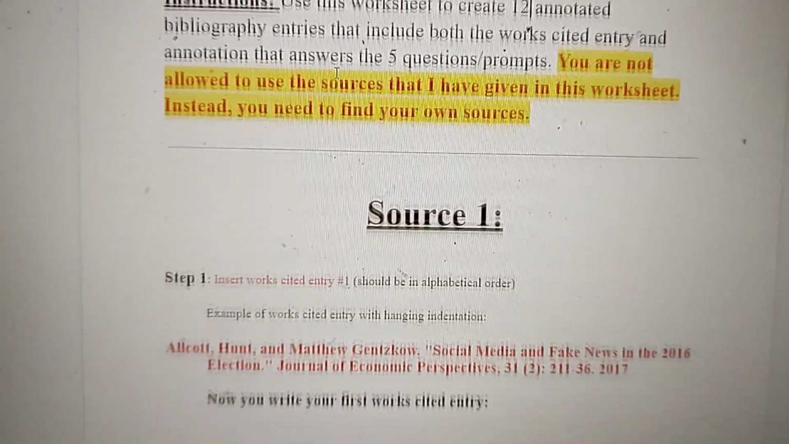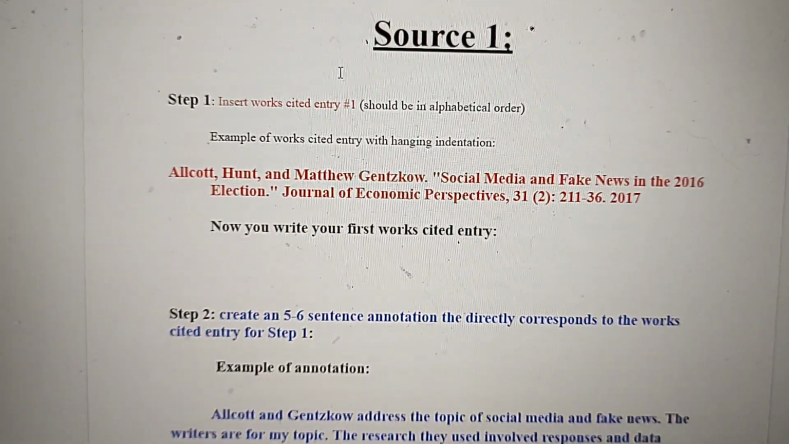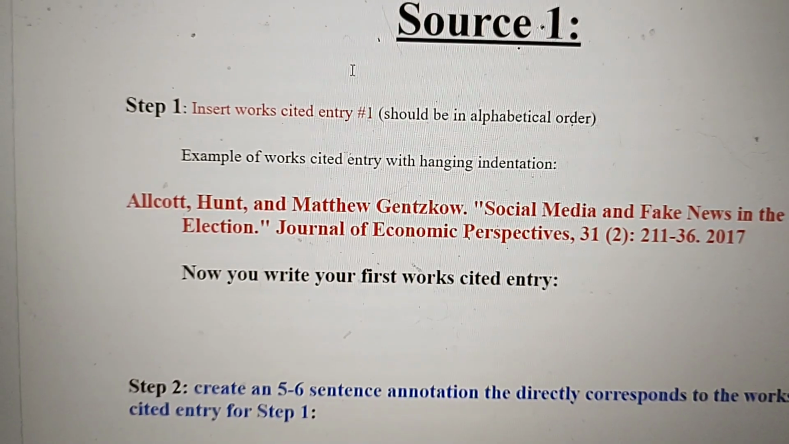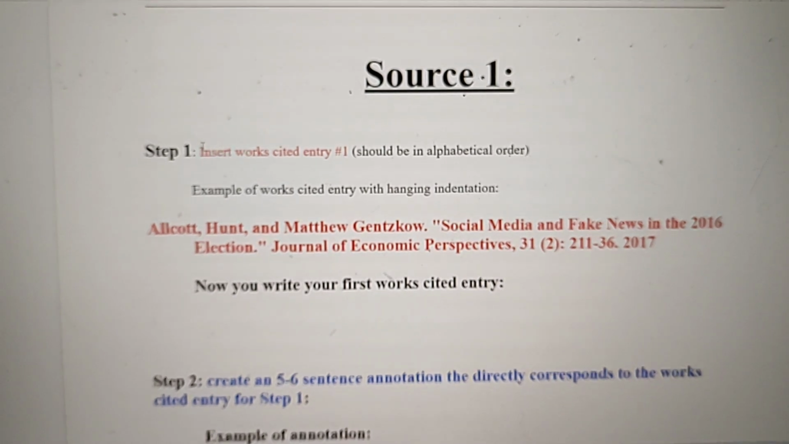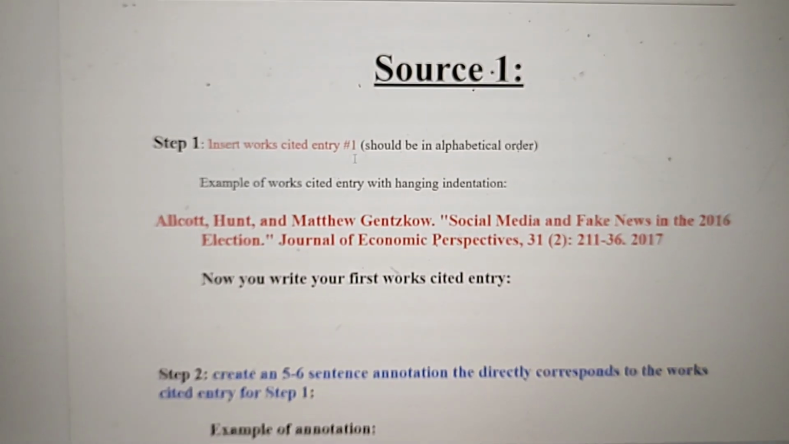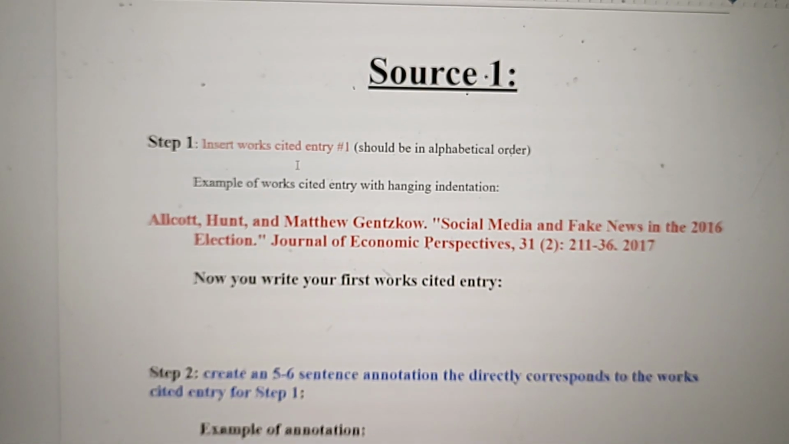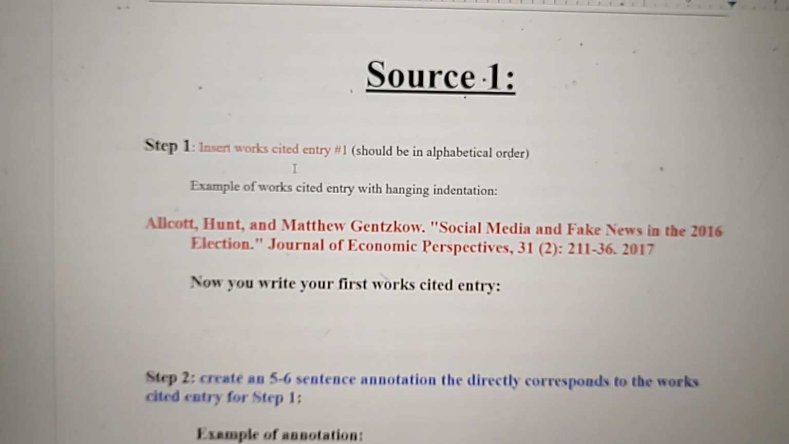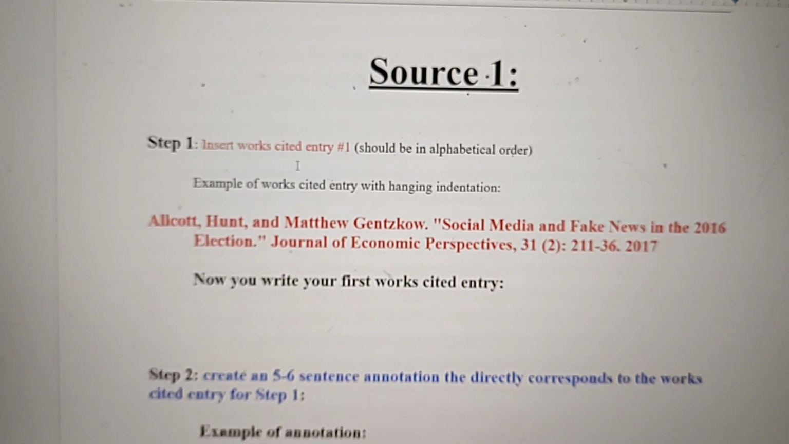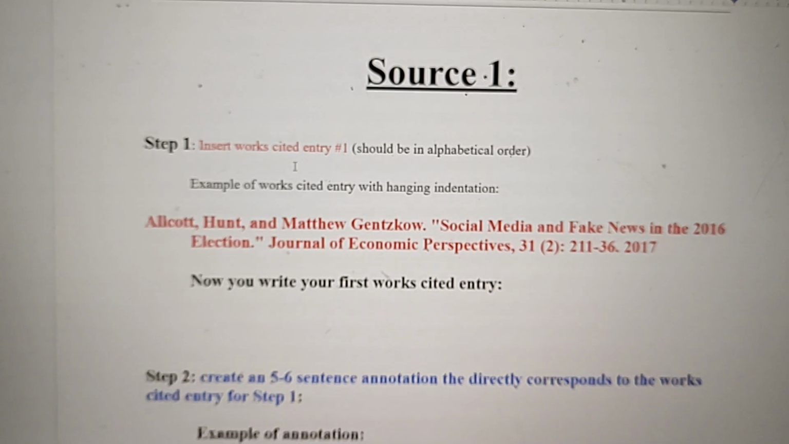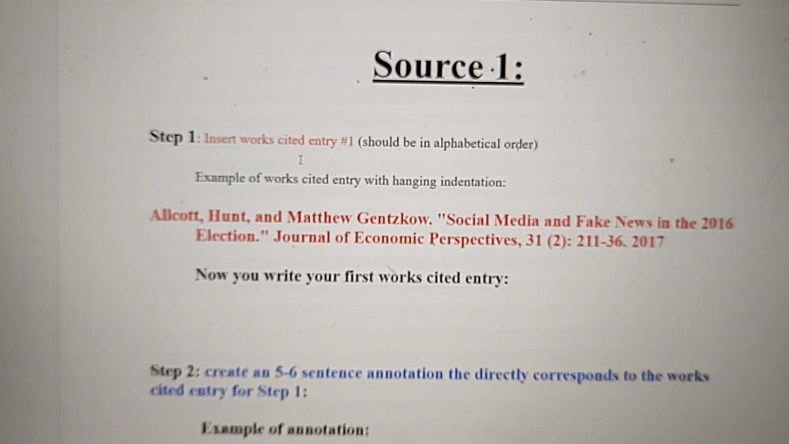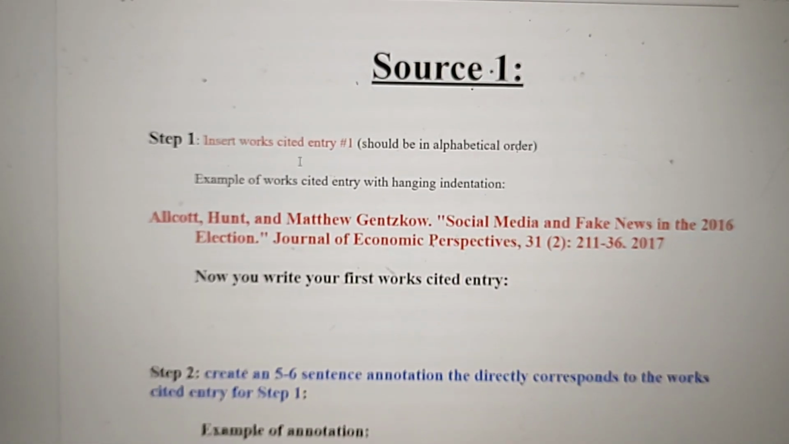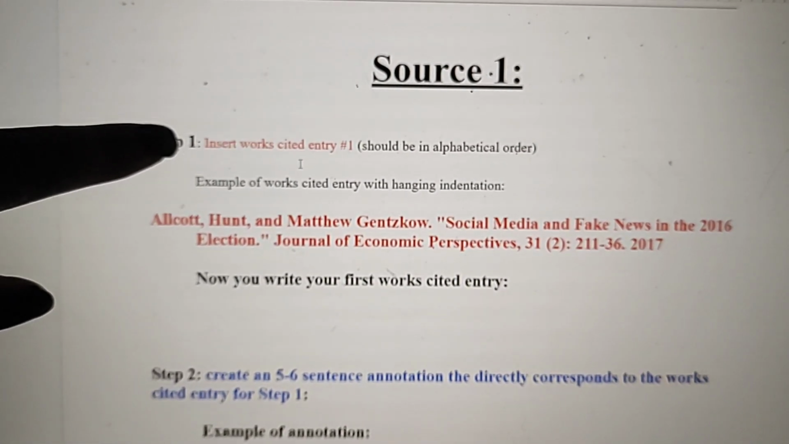Okay? Moving right along. Source number 1. Let's make this bigger because Professor Walton does not have her glasses on. Okay. So the first thing you have to do is insert your works cited entry. You should already have a works cited page created from assignment 1 in this module. And if you don't, definitely go back through Noodle Tools to help you figure out how to do that.